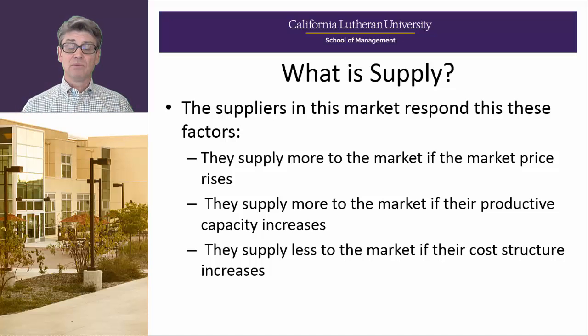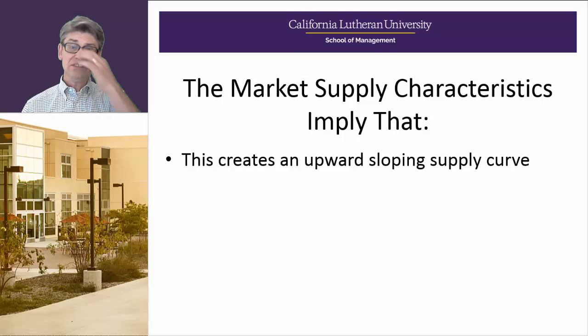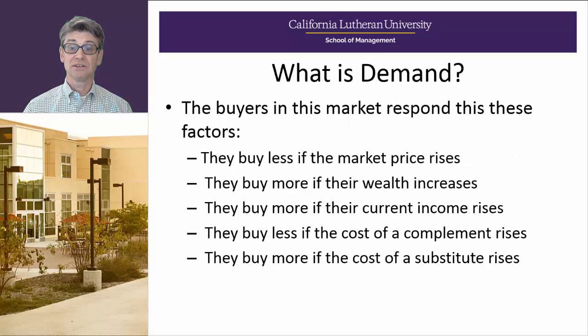They also can supply more to the market, or would be willing to, I should say, if their ability to bring that supply increases, i.e. through productive capacity or technological innovation. They would supply less to the market, though, if their cost structure were higher. It's because things don't pencil out to supply as much, right, if their cost structure is higher. Okay, these characteristics imply that we'll have a gently upward sloping, positively sloped supply curve. And we'll get to the graphs in a minute.